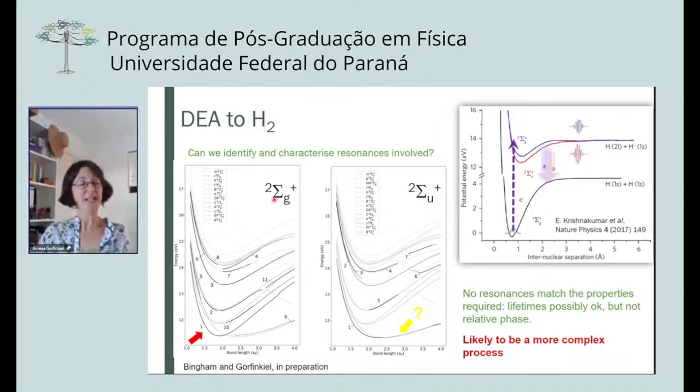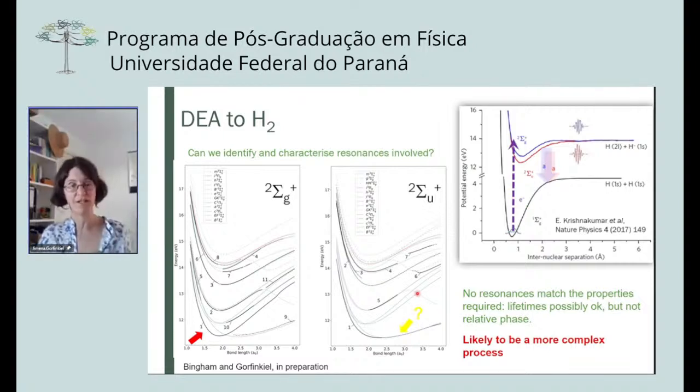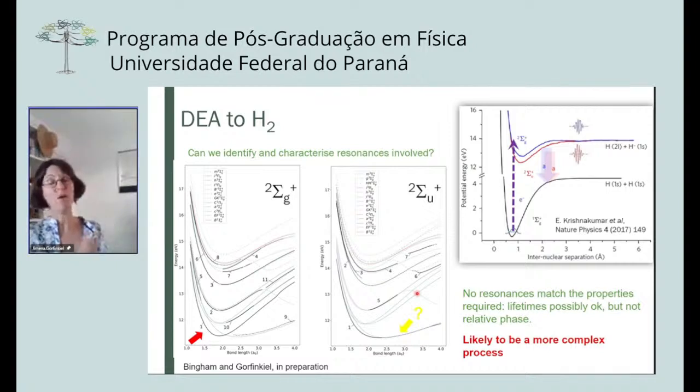So we did very detailed calculations, not as good as the ones that I showed you before for electronic excitation, but we did very detailed calculations trying to identify the resonances of the sigma G and sigma U symmetry that would lead to this process, and we could not identify two resonances that had the right properties for this. And what we think at the moment, this is a paper we've got in preparation, is that actually the process is likely to be more complex. There is not just two resonances that are actually leading to this asymmetry there.